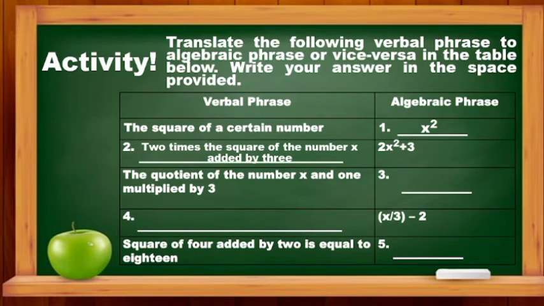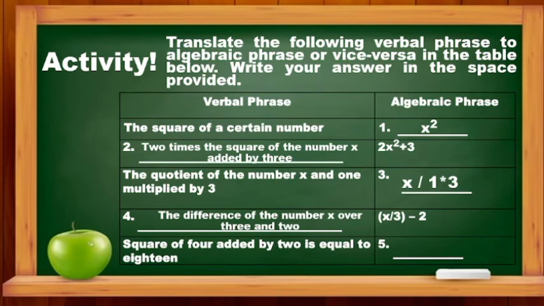Next, the quotient of the number x and 1 multiplied by 3 is translated to x over 1 times 3. The fourth one, x over 3 minus 2, can be translated as the difference of x over 3 and 2. And the last one, the square of 4 added by 2 is equal to 18, is translated as 4 squared plus 2 is equal to 18, as you can see on the screen.